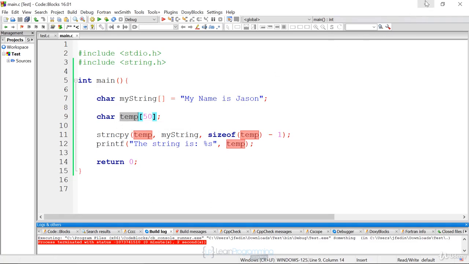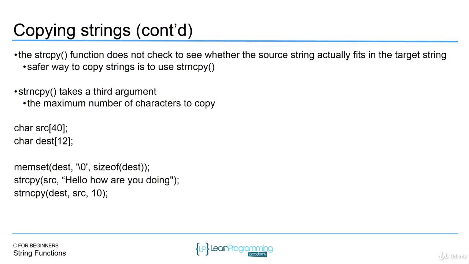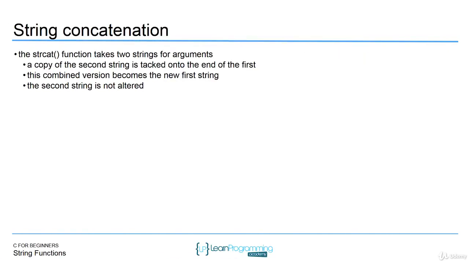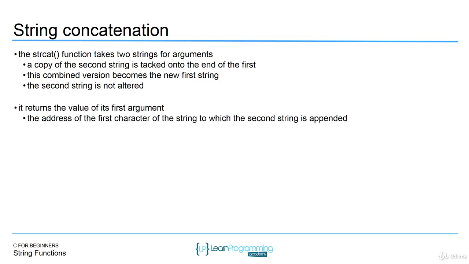Let's talk about some more functions. So we know how to get the length, we know how to copy strings. How about concatenating strings? The strcat function takes two strings as arguments, and it copies the second string at the end of the first. The second string is not altered, only the first. It will return the value of its first argument, the address of the first character of the string to which the second string is appended. So it returns something telling you where you actually appended it if you ever needed to use that.